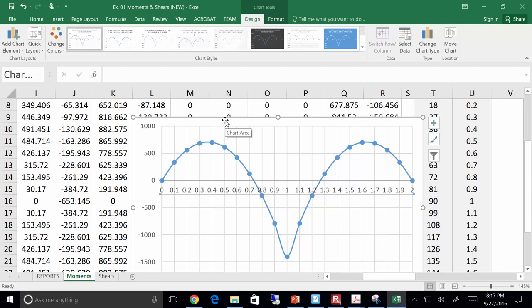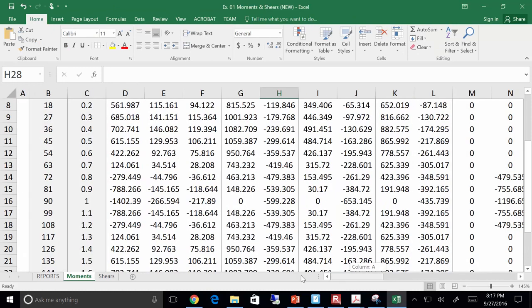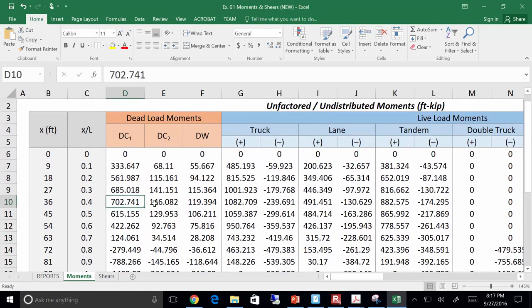All right, everybody good? So I propose we take the 0.4 moments to get our largest moments for the purposes of a design check later. All right? So what are those? Well, DC1 is like 702.74. DC2 is like 146.08. And DW is 119.39. Everybody okay with that? So you see where I'm getting these, right?